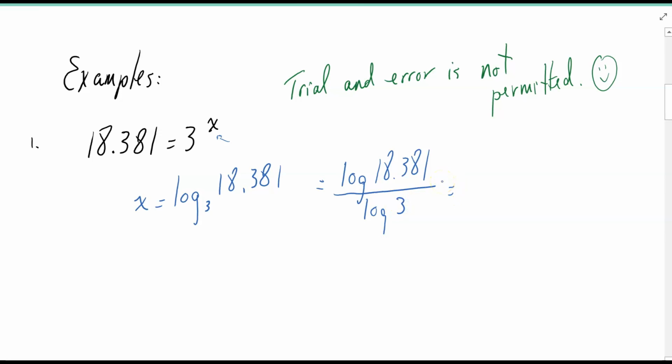And we've just put that in the calculator exactly as we see it. Log 18.381 divided by log 3. And the answer is 2.64995. Let's just say 2.650. We'll go 3 decimal places for our practice here.